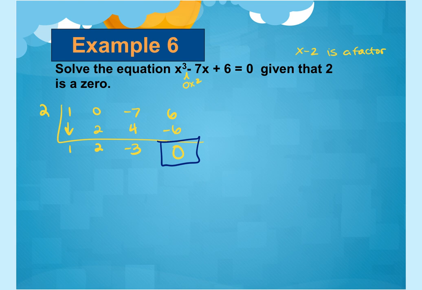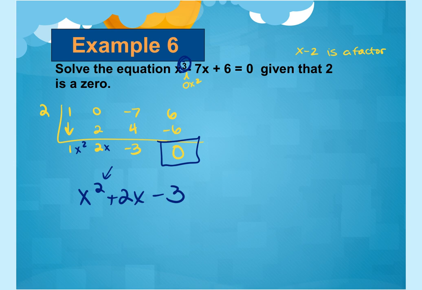Then the negative 3 is the constant. The 2 gets the x. The 1 gets the x squared. So the quotient here would be x squared plus 2x minus 3. We call that reducing it a degree. We just went from x to the third to x to the second. Every time you find a root and you divide into it, you're reducing it a degree.